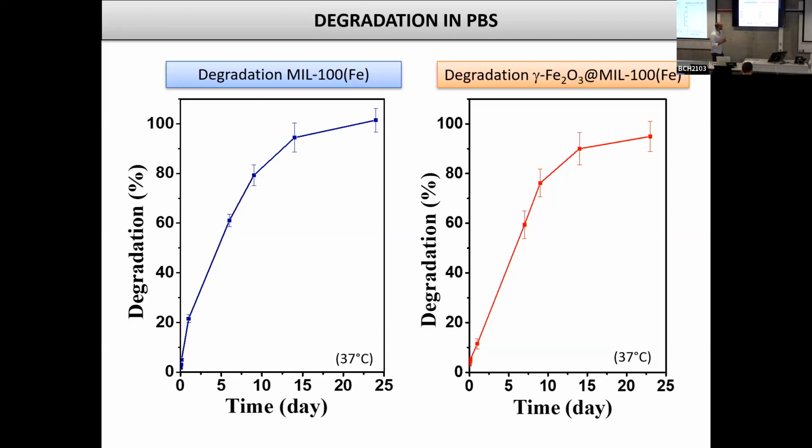And as a final part of this project, we performed degradation studies in simulated physiological conditions in phosphate buffer, and we observed a complete degradation of MIL-100 in 25 days. In the same time, we observed the same degradation for the shell of MOF included in the composite system.